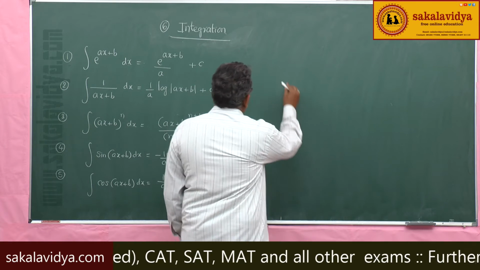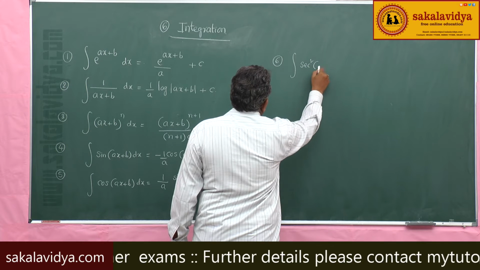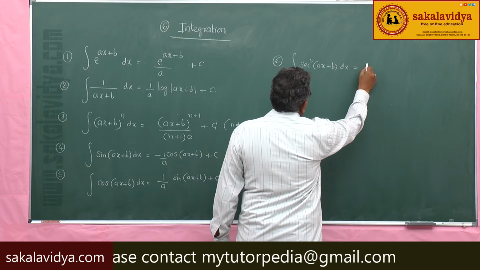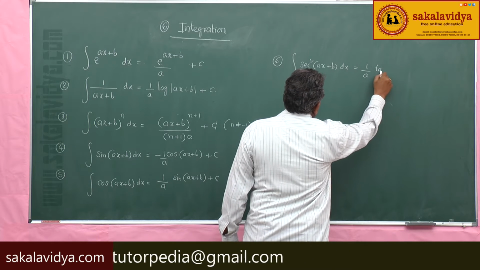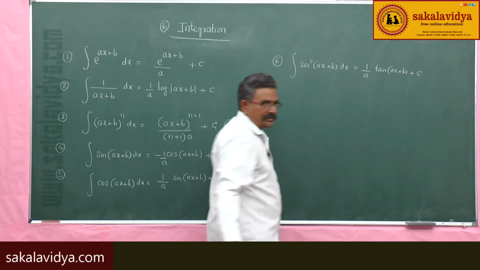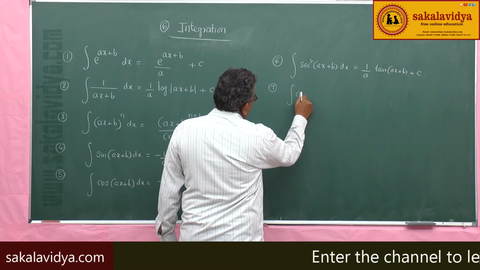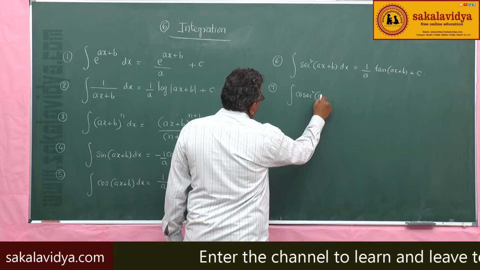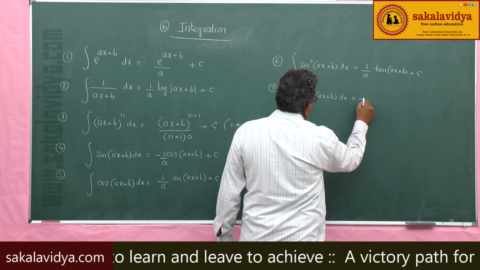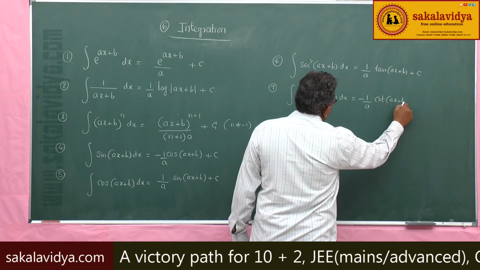Now, integral of secant square of ax plus b dx. This is also 1 by a tan of ax plus b plus constant of integration. Next, integral of cosecant square of ax plus b dx. This is minus 1 by a cot of ax plus b plus c.